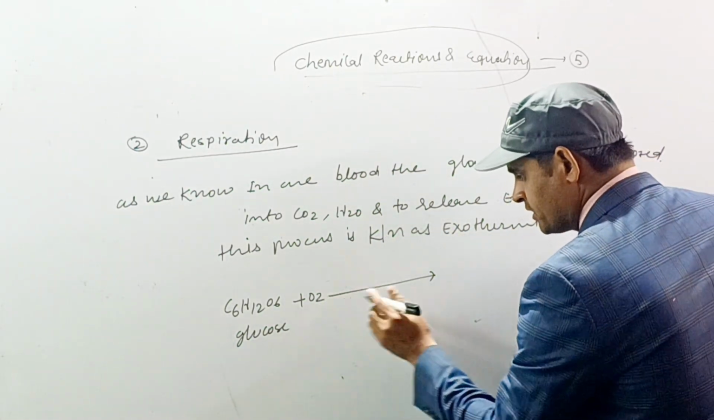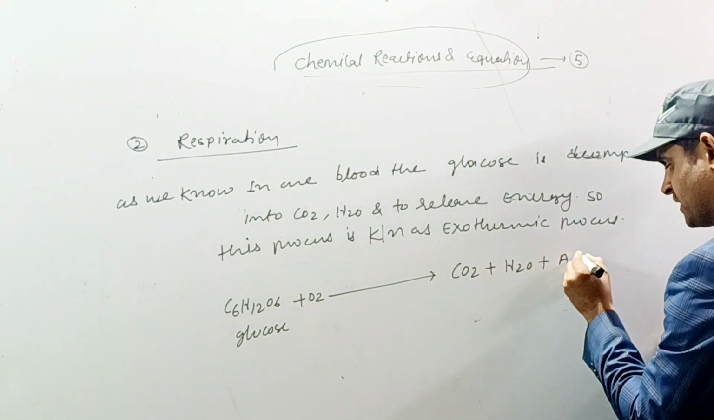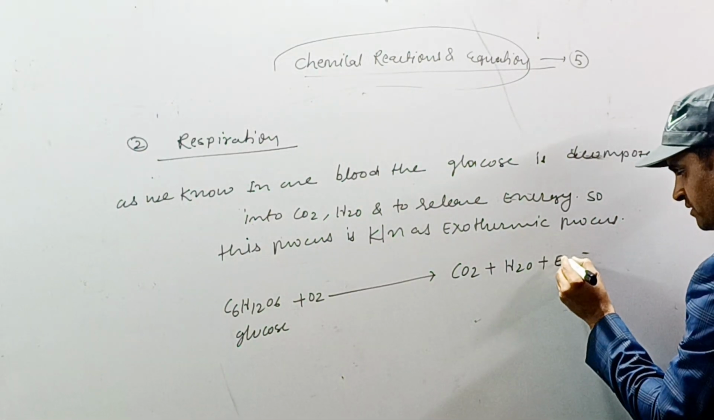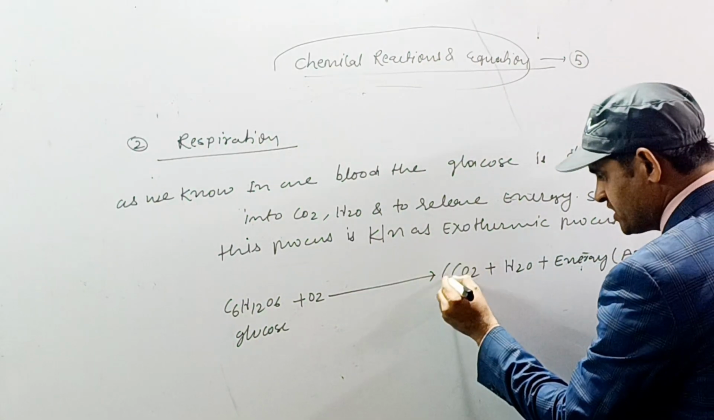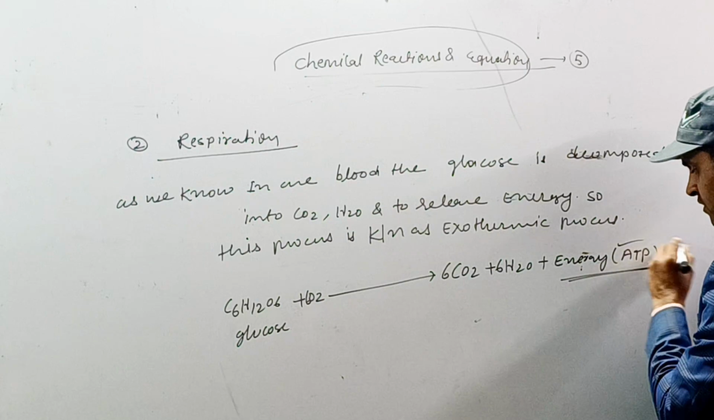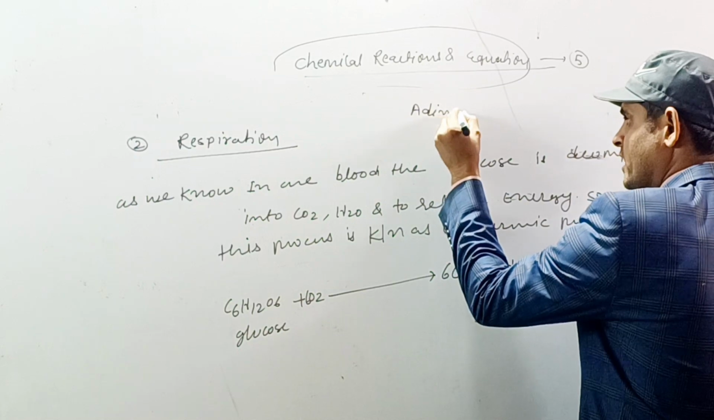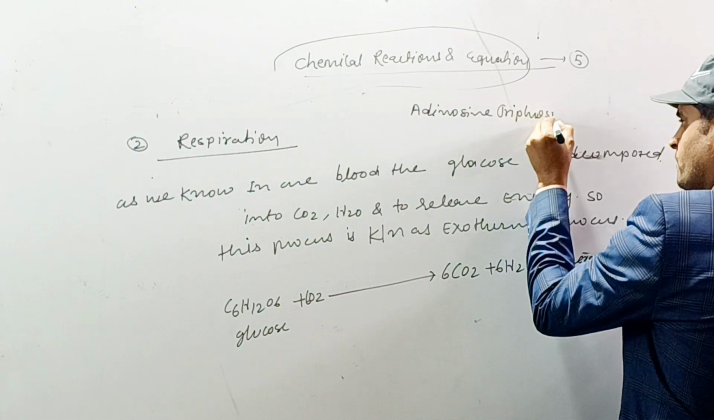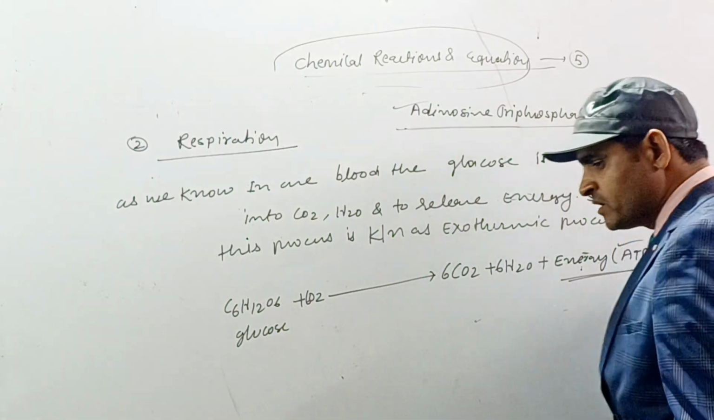So the products are CO2 and H2O plus ATP, meaning energy, 6 and 6. What is the full form of ATP? The full form of ATP is adenosine triphosphate.